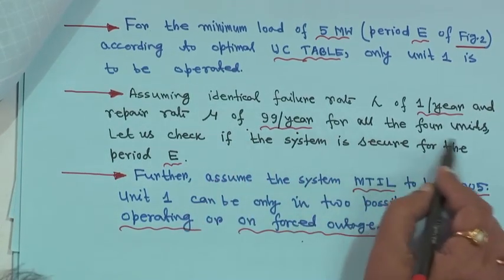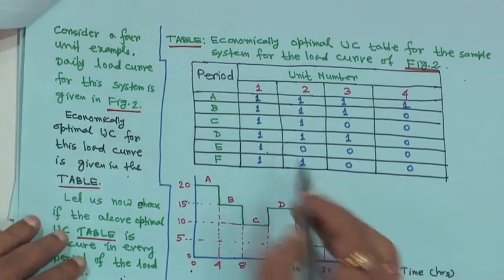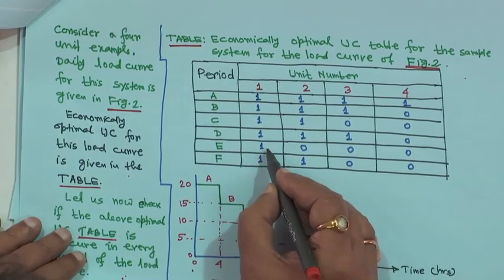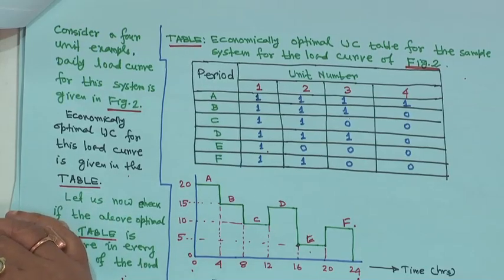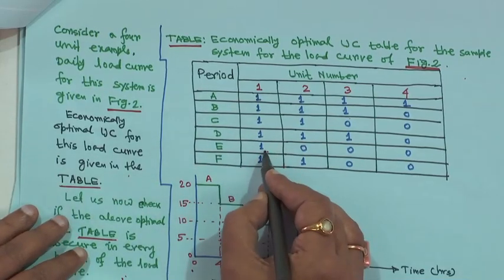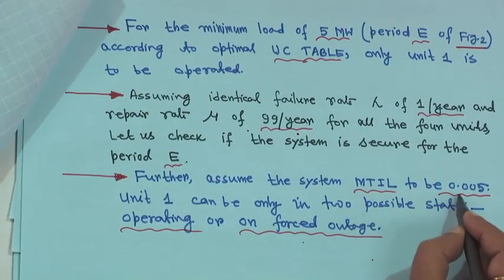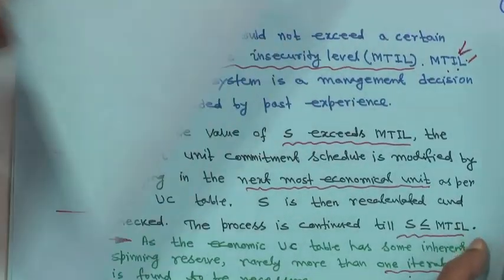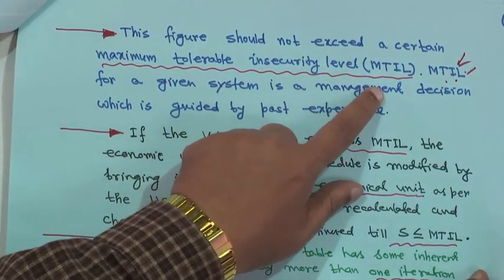For all 4 units, let us check if the system is secure for the period. What does it mean? From unit commitment, when the load is 5 megawatt, only one unit is on, and this table was prepared from the same data as earlier. Minimum generation is 1 megawatt, maximum is 12 megawatt, so one unit is operating for 5 megawatt. Further assume that the data 0.005 is given, as I told you earlier, the decision from management, the maximum tolerable insecurity level, MTIL.